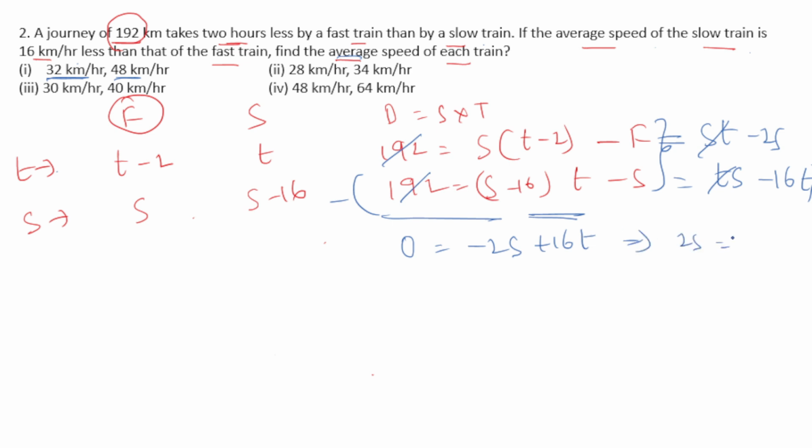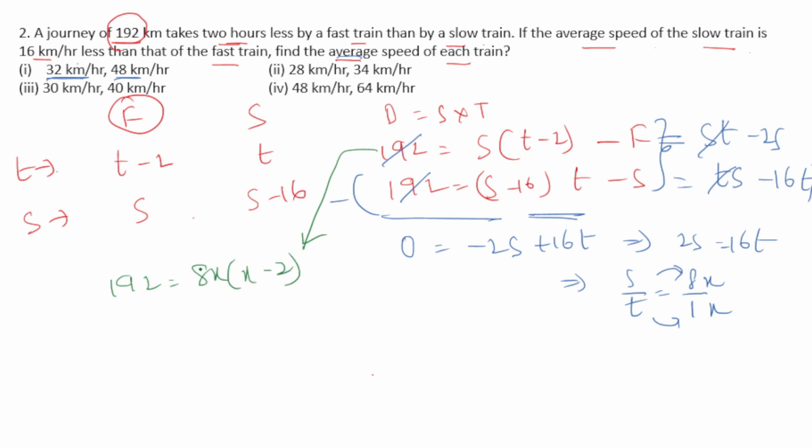Here we will get 2s is equal to 16t, and s by t is equal to 8 is to 1. And we will imagine s is equal to 8x and t is equal to 1x. And we will substitute these two values in this equation. We'll get 192 is equal to 8x into x minus 2. Here 192 divided by 8 is 24. So here 24 is equal to x into x minus 2.